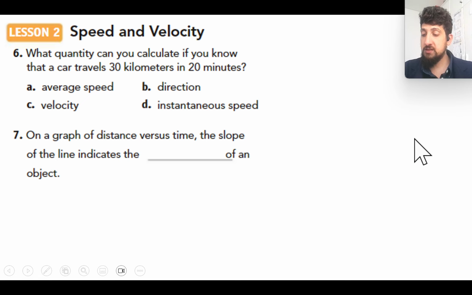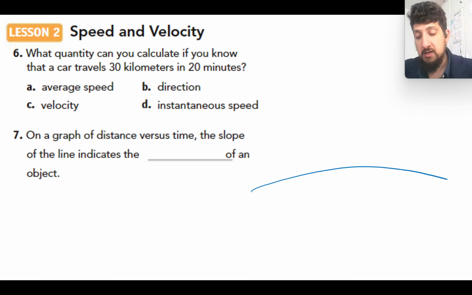Okay, so the next example over here: what quantity can you calculate if you know that a car travels 30 kilometers in 20 minutes? If you know that a car travels 30 kilometers in 20 minutes, what quantity can you calculate? Well, based on that, I know the total distance covered by the car.